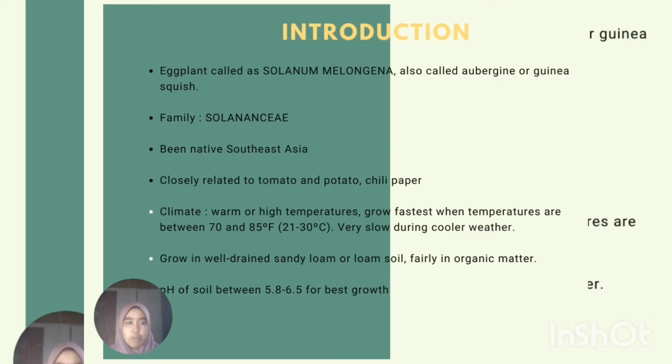The climate for eggplant is warm or high temperature. It grows fastest when the temperature is between 17 and 85 degrees. Eggplant is very slow during cooler weather. Eggplant grows in well-drained, sandy loam or loam soil, fairly rich in organic matter.